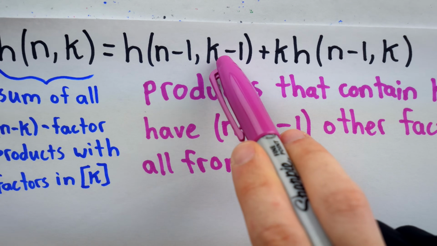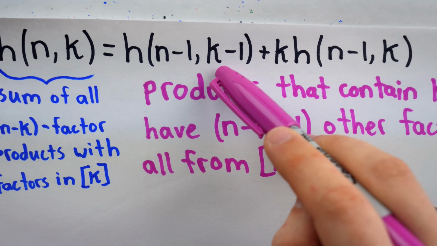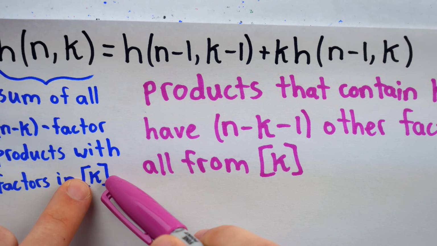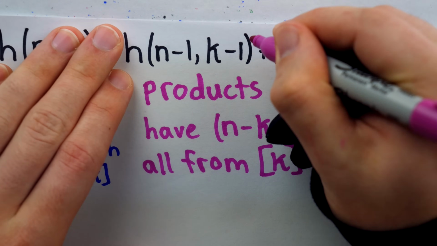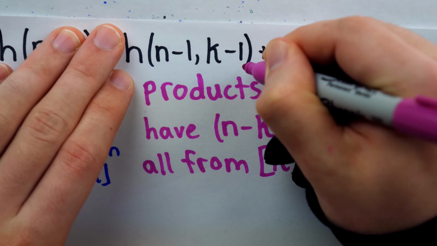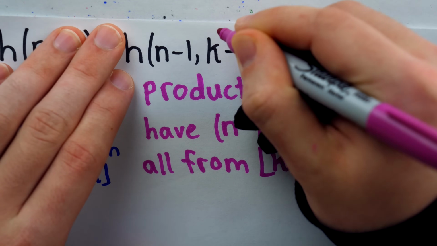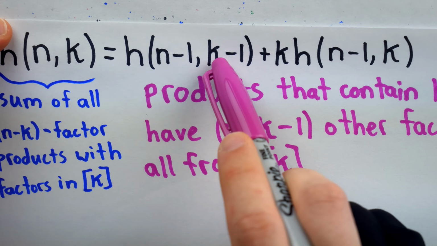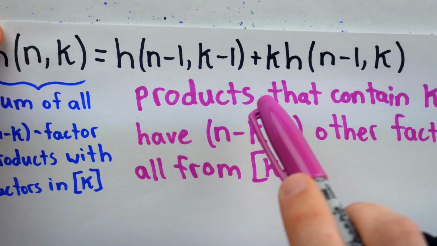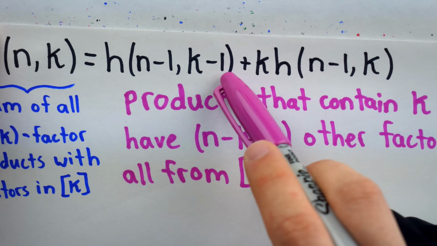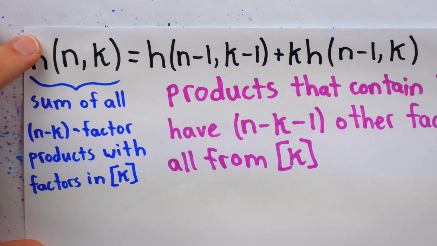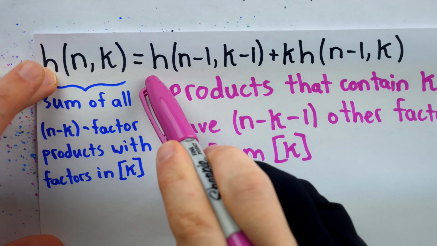However, since k isn't in any of these products, the factors can't come from this set, they have to come from this set, the set of the first k minus 1 positive integers. Since this is the sum of all products without k as a factor, and this is the sum of all products with k as a factor, we have shown that the left side equals the right side.